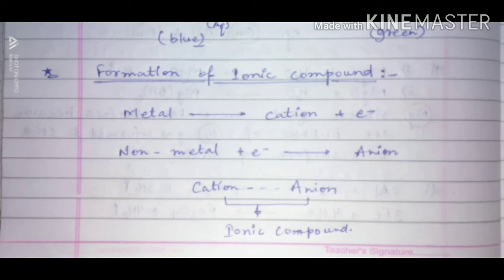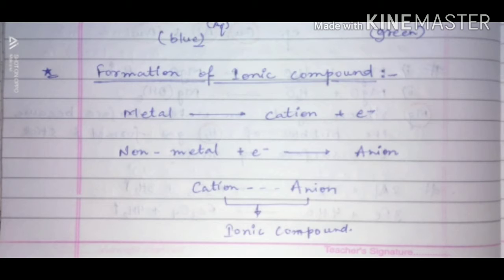Hello student, in this video we will discuss the formation of ionic compounds. Ionic compounds require two kinds of ions, number one cation and number two anion. So how are the cation and the anion formed?